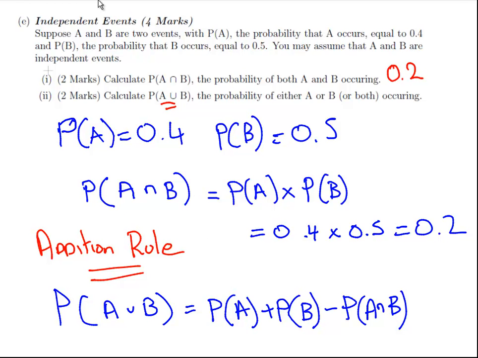Now I'll just do that here up at the top, just above it. That is equal to 0.4 plus 0.5 minus 0.2. That's equal to 0.7. So the answer to that one is 0.7. So addition rule and independent events, those are the two things you need for that question.